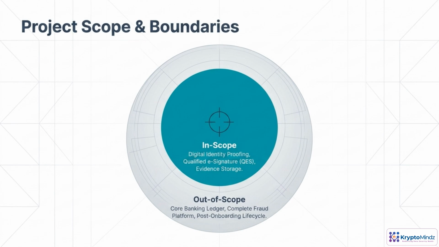A core discipline in any eIDAS solution is drawing a hard line around scope. Here, we focus on 3 elements only: digital identity proofing, the qualified electronic signature, and storing the evidence that proves what happened. We deliberately set aside core banking ledgers, full fraud platforms, and everything that happens after onboarding is complete. This narrow scope keeps the design teachable and mirrors how real projects are typically framed.